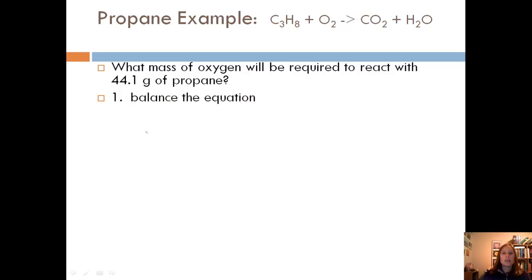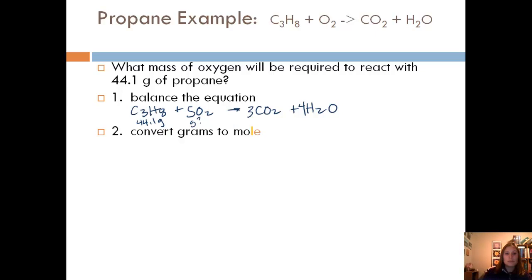Okay, so our first step is to balance the equation. So we have C3H8 plus O2, and that's going to CO2 plus H2O. Well, we did this example in Section 1, and so I know that we're going to need a 3 and a 4, and that makes 10 oxygens, and so we need a 5. Okay, so that's our first step. I would also write what you're trying to solve for. So we're looking for grams of oxygen, and we have 44.1 grams of propane. This is the organic compound propane.